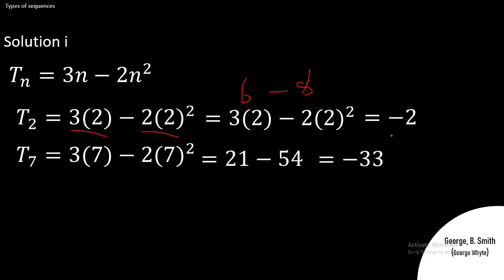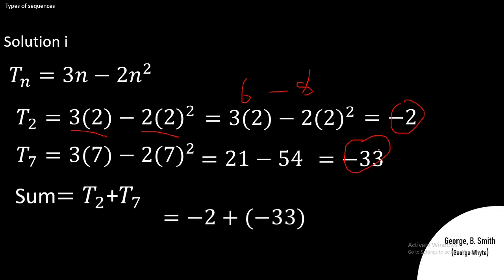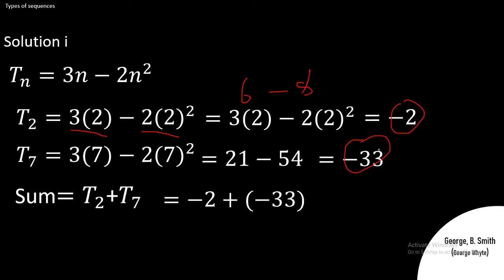So now we have the second term and the seventh term. All we need to do is add them up. So the sum is going to be the second term plus the seventh term, which is minus 2 plus minus 33, and that becomes minus 35 as the result. So that's how we sum the second and seventh term of this sequence.